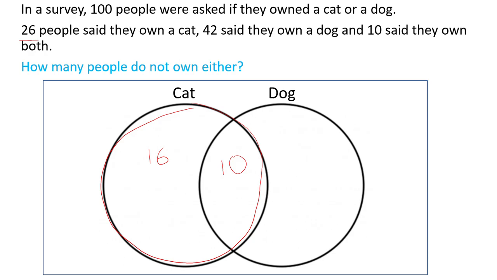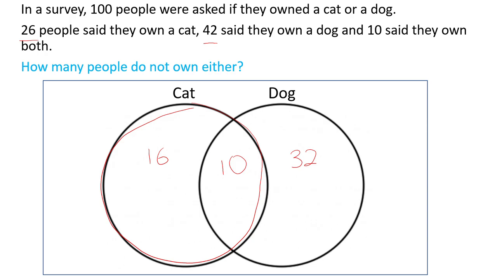So we'll do the same thing for the dog side of the Venn diagram. So 42 people said they own a dog. Well, we've already accounted for 10 of those. So we do 42 minus 10, which is 32, which means 32 goes in this section. So that says that 32 people own only a dog.